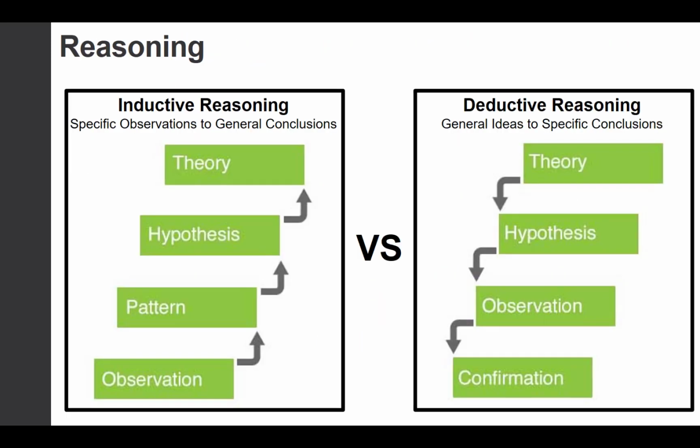But one of the big things that always comes up in this chapter, anytime this is talked about in cognition, is the idea of reasoning, and specifically two different types of reasoning. You've probably seen or heard of these two different types of reasoning before at some point in your life, and that's our old friends inductive reasoning and deductive reasoning. Whenever we're talking about inductive reasoning, we're talking about moving from very specific observations to very general conclusions. And whenever we're talking about deductive reasoning, we're talking about moving from general ideas to very specific conclusions, confirmations.